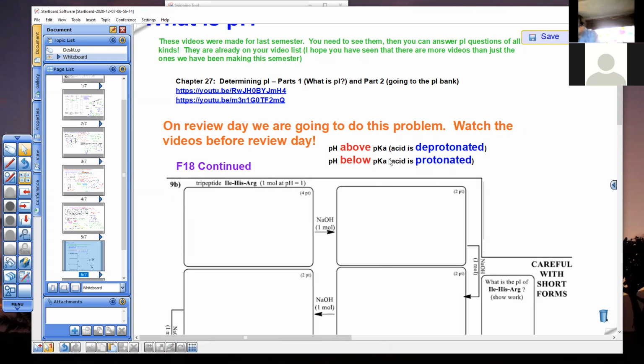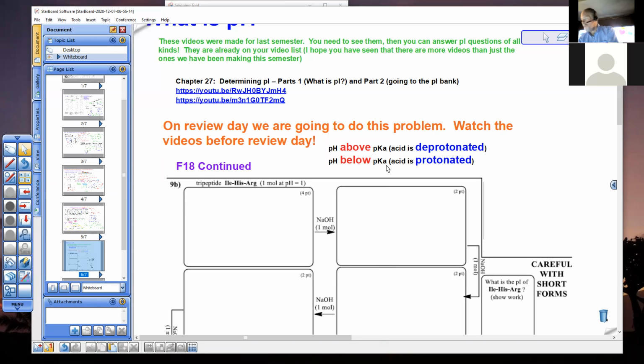If the pH is above the pKa, think about it. Don't memorize. Memorizing is just dangerous. pH above, that means high pH, right? Is that basic or acidic? High pH is basic. Does that mean there's protons around, or does basic mean you're going to take protons away? You're going to take protons away. So at high pH, an acid will be missing its proton. What I'm trying to say is the acid will be its conjugate base.